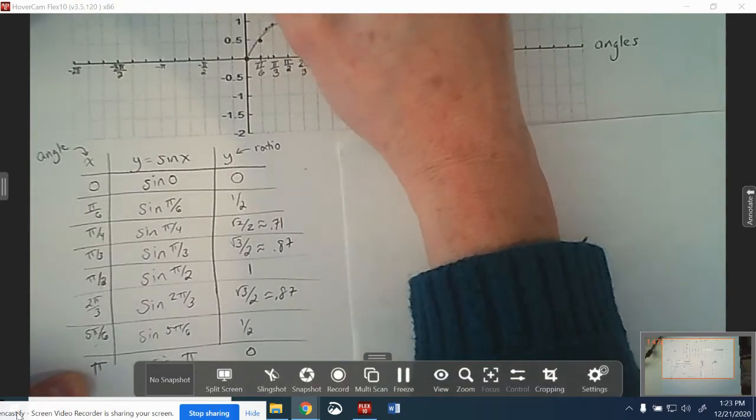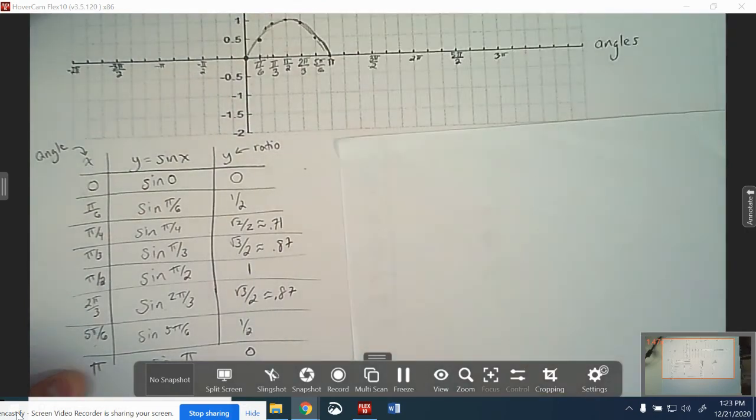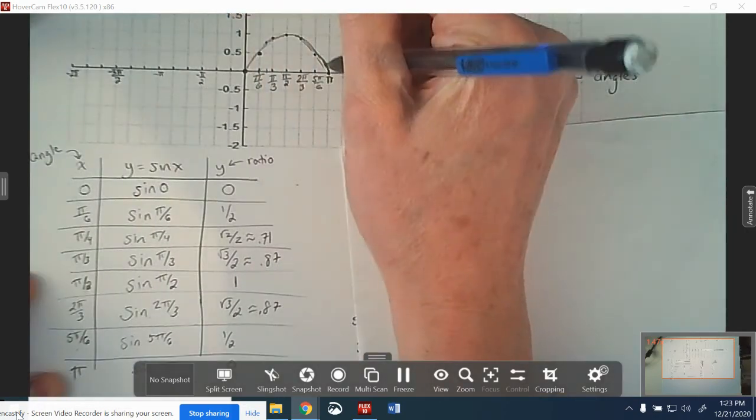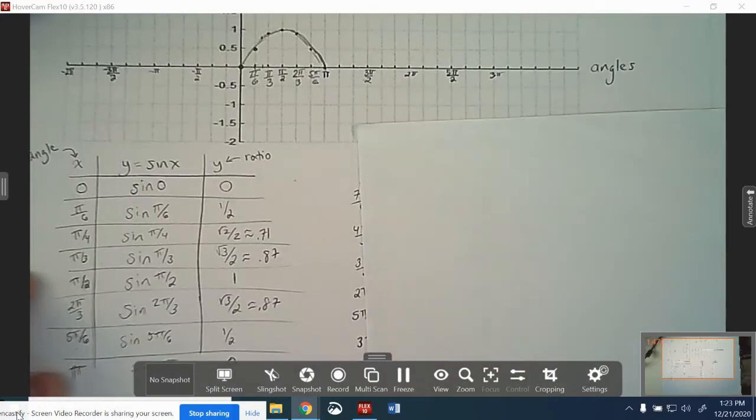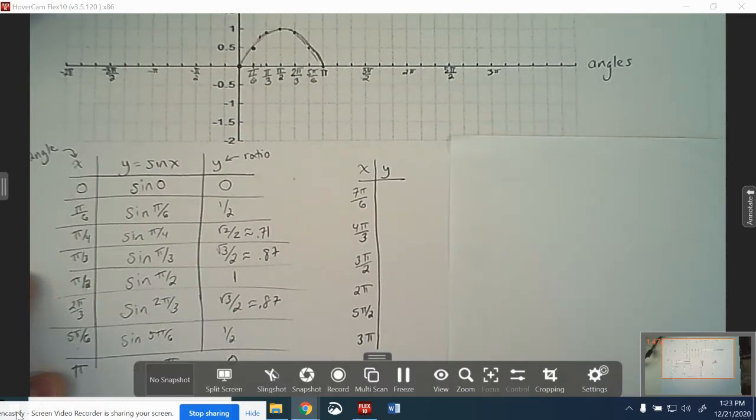And here's what we have to start our sine graph. That's not the whole thing. That's just the beginning of it. Okay, we have that nice, I call it a hill. Looks like a hill there. All right, let's keep going. The sine graph does not end at pi. So let's continue our table.